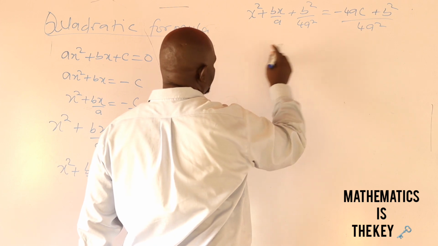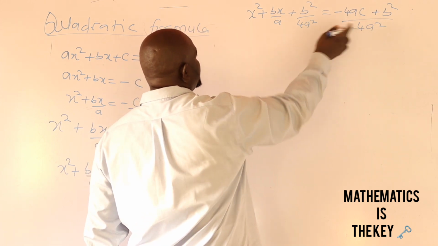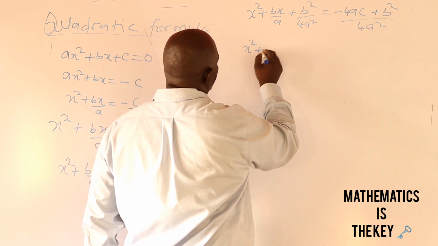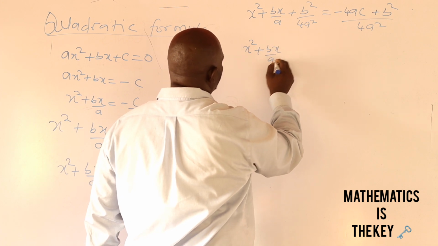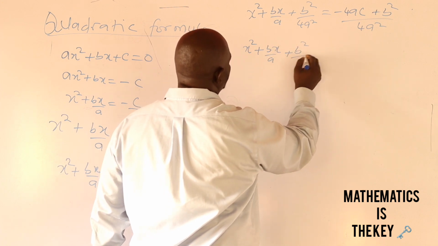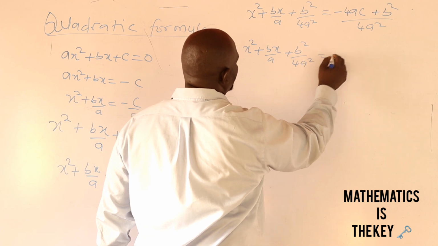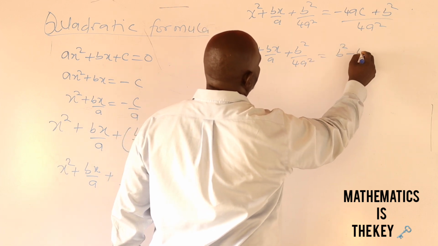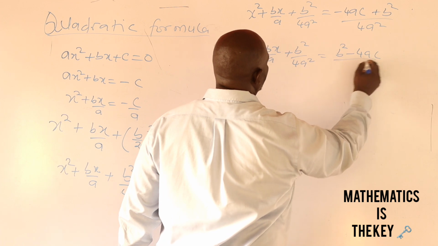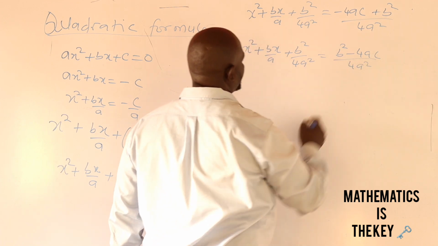We can rearrange this as x squared plus bx all over a plus b squared all over 4a squared is equal to b squared minus 4ac all over 4a squared.